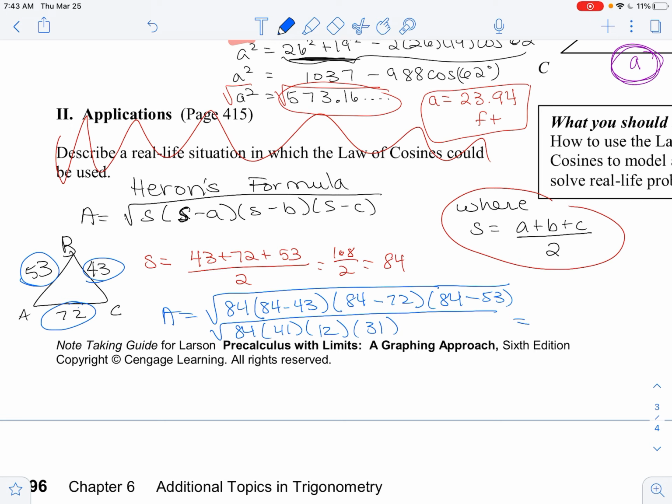So we're just going to plug that whole thing into the calculator. So you're going to take the root of, and then you can type in the whole thing, 84 times 41 times 12 times 31, end parentheses, and we get approximately 1,031.89, and we would call this units squared, whatever units they gave us, because it is an area.